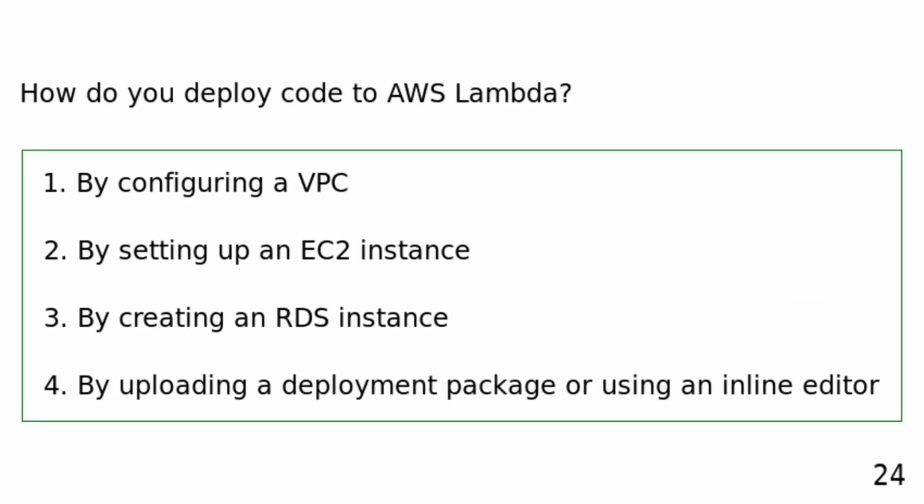How do you deploy code to AWS Lambda? By configuring a VPC. By setting up an EC2 instance. By creating an RDS instance. By uploading a deployment package or using an inline editor.